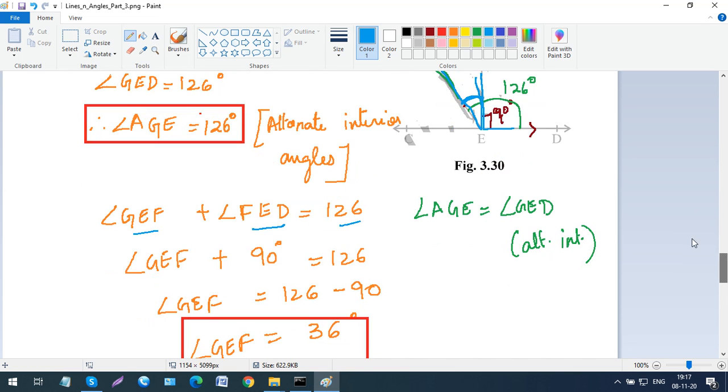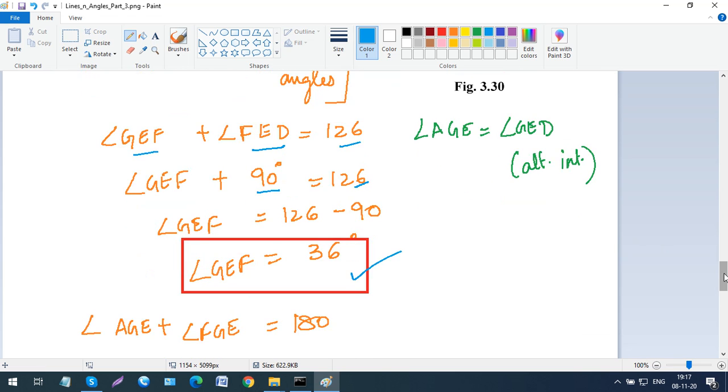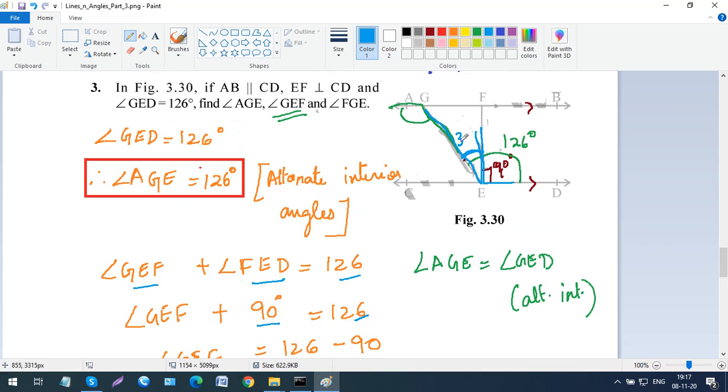FED is 90, we already know. So we just say angle GEF equals 126 minus 90. So that is equal to 36. Okay, so we get this as 36. So from this whole 126, we have subtracted 90.